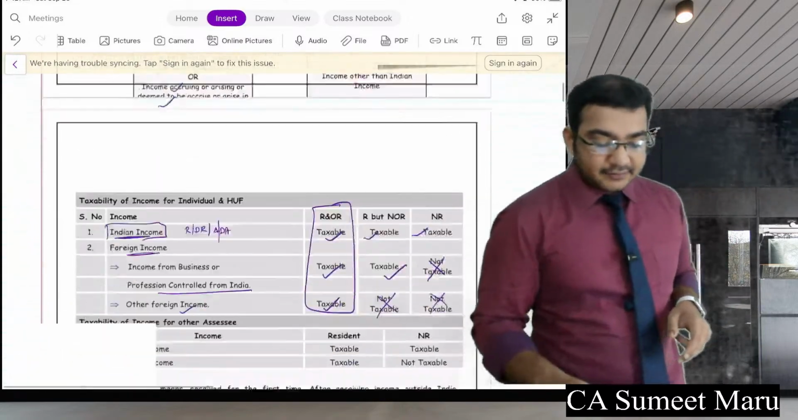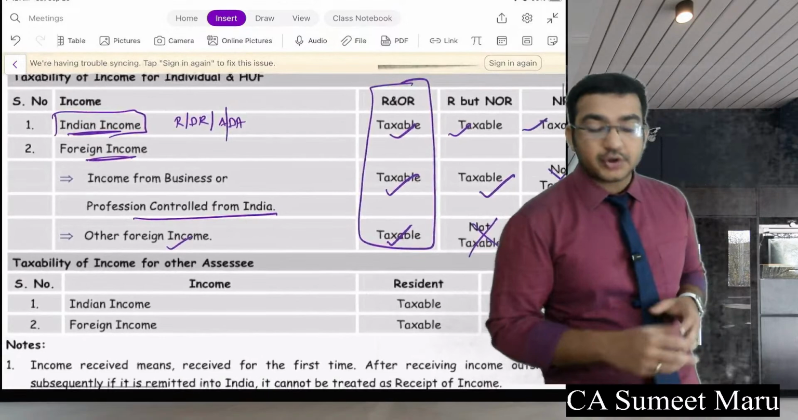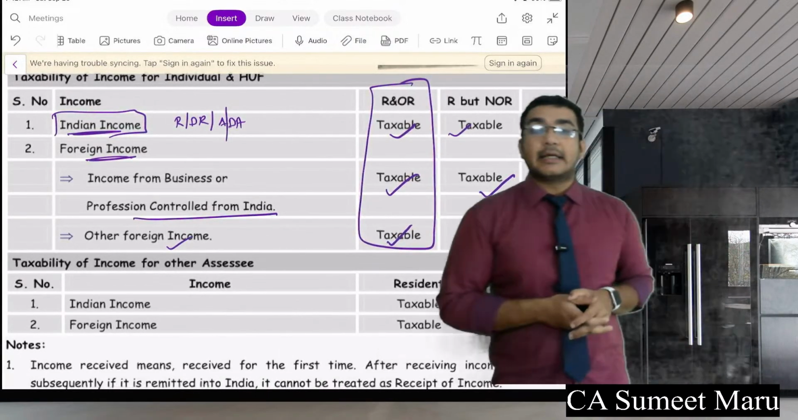Okay, and then lastly, we have seen the most interesting and the most important matrix, which talks about Indian income and foreign income.